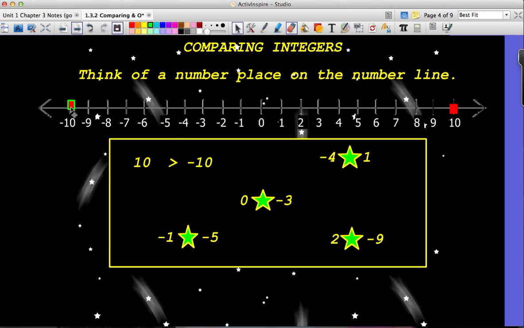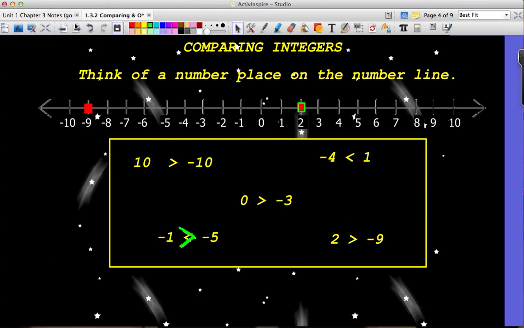Okay, and then we can try this again and move our squares. So I have negative 4 and 1. So 1 is further to the right on the number line, so that tells me that negative 4 is less than 1. I can try again with 0 and negative 3. 0 is further to the right on the number line, so that tells me that 0 is greater than negative 3. Then I have negative 1 and negative 5. Because negative 1 is further to the right, negative 1 is, and this should actually be flipped around, greater than negative 5. We'll fix that. And then we have 2 and negative 9. So I have 2 and negative 9. 2 is further to the right, which tells me that 2 is greater than negative 9.